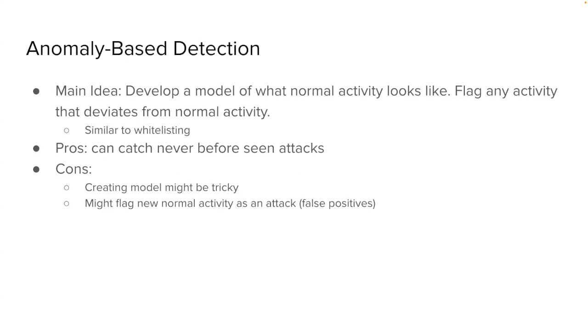The second category is called anomaly-based detection. The idea is that you develop a model of what normal activity looks like, and then this model will flag any activity that deviates from normal activity. You can think of it more like whitelisting. The nice thing is it can catch attacks that have never been seen before. But the problem is creating this model is tricky, because you need some training data to define what is normal activity. And it might have a very high false positive rate, like flagging a new normal activity as an attack.